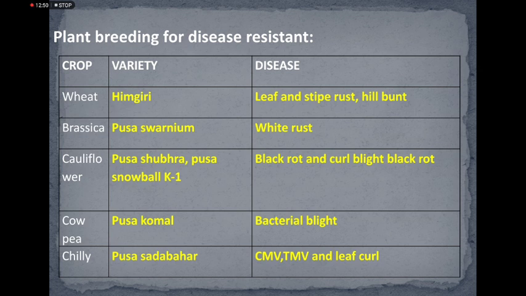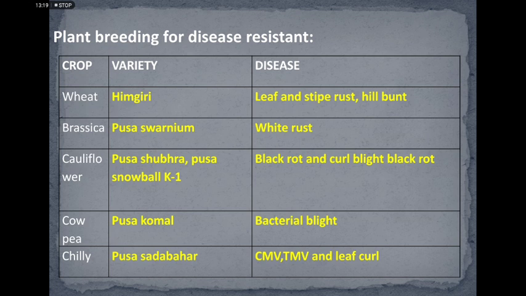Then in the case of cowpea, it is a kind of pea plant. The new variety is Pusa Komal. It is resistant to bacterial blight. Then, in the case of chili, the variety's name is Pusa Sadabahar. It is resistant against CMV, that means cucumber mosaic virus, TMV, that means tobacco mosaic virus, and leaf curl.